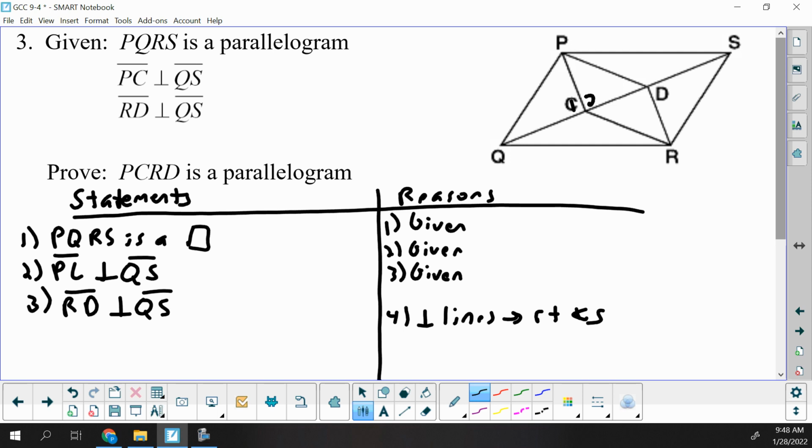So I'm going to call this 1 and 2. And then RD and QS, they're meeting here, so I'm going to call them 3 and 4. So we're just going to list that all of them are right angles. So angle 1, angle 2, angle 3, angle 4 are right angles.